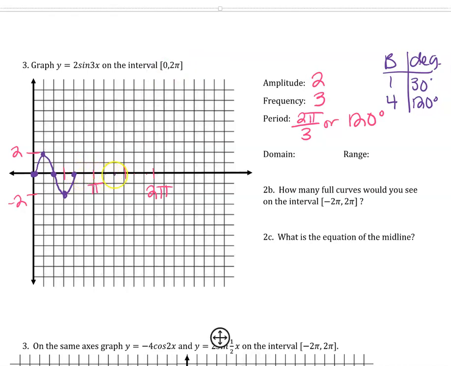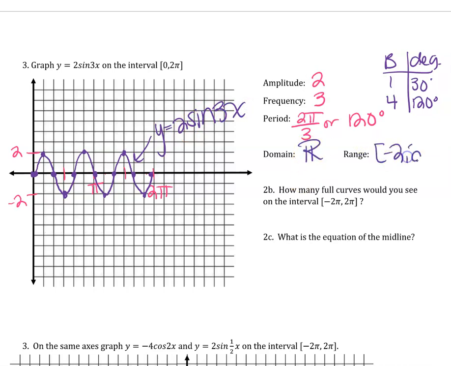Beginning, 4 units later, end, halfway, halfway, halfway. Okay, beginning, end, halfway, halfway, halfway, and done. And that's y equals 2 sine of 3x. Our domain is all reals. Our range is -2 to 2.